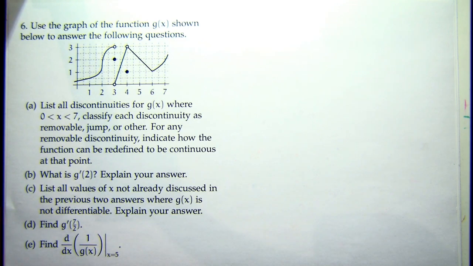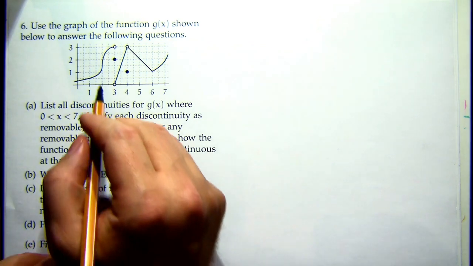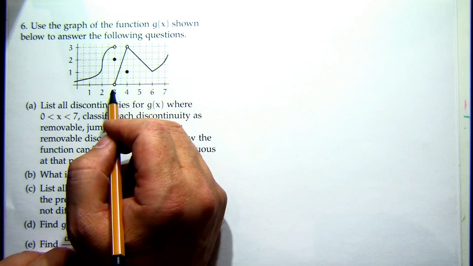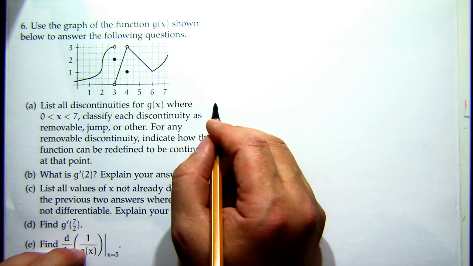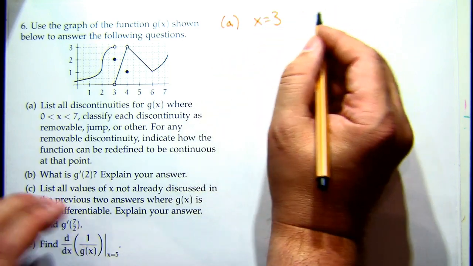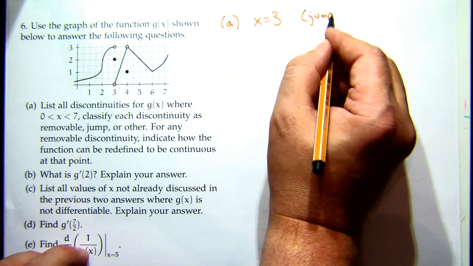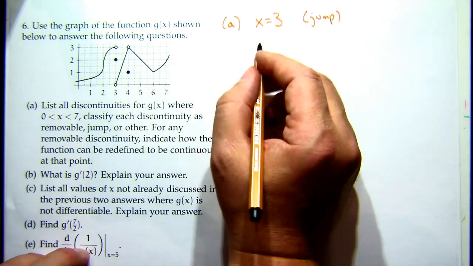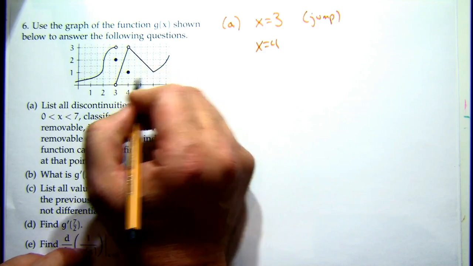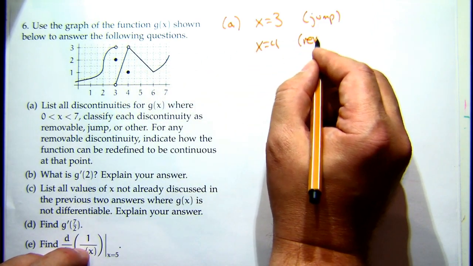So use the graph. Can you read the graph? So discontinuities. If I'm looking for discontinuities, where are the breaks? You'll notice that if I'm drawing, I have to lift my pen up. Lifting a pen up is a discontinuity. So for A, x equals 3, that's a discontinuity, and it's a jump, because I have to actually move my pen. 4 is also a discontinuity, because I have to jump back and forth. But that's a removable one, because I can remove it.